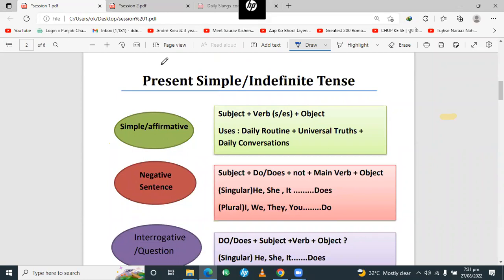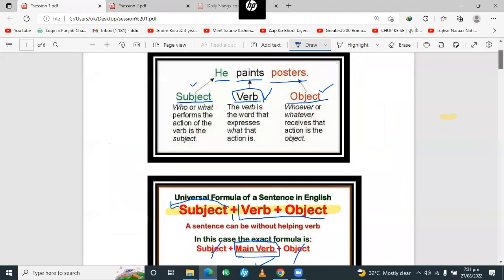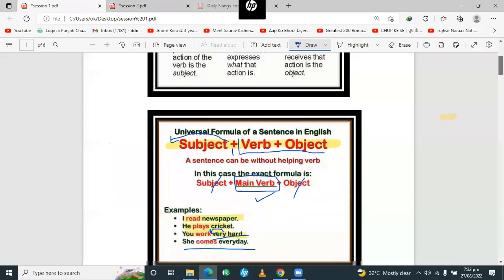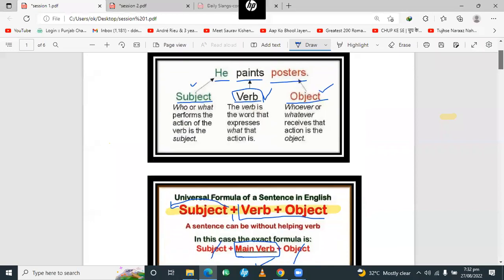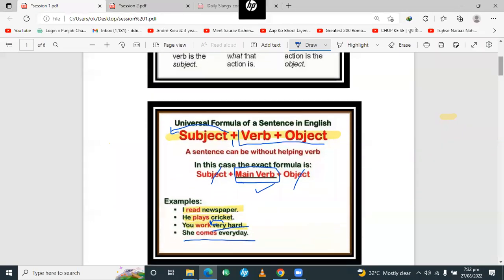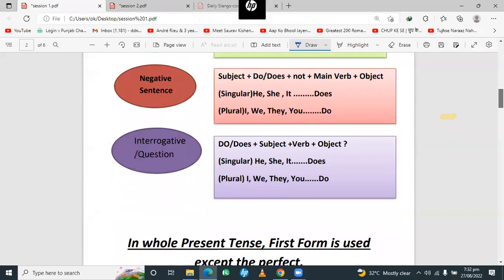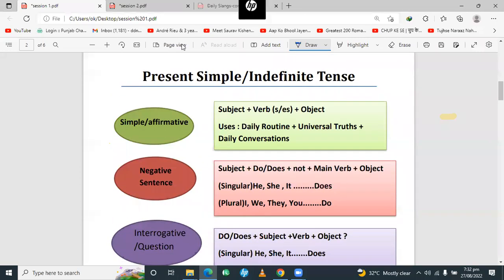Okay, now let's talk about present simple. This concept is clear. We'll revise this concept at the start of each and every session related to grammar. This is clear? Okay, let's talk about present simple.